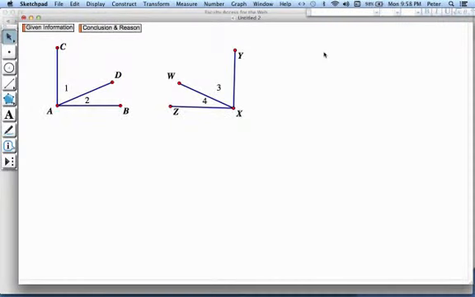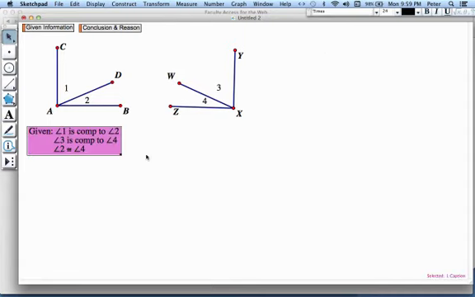The last theorem for this video involves four angles, similar to when we looked at four angles that were supplementary. Here, the given information tells us that angle 1 is complementary to angle 2, angle 3 is complementary to angle 4, and angle 2 is congruent to angle 4. What conclusion can you draw, and why do you think it's true? Take a minute, hit the pause button, and see if you can come up with a conclusion on your own.